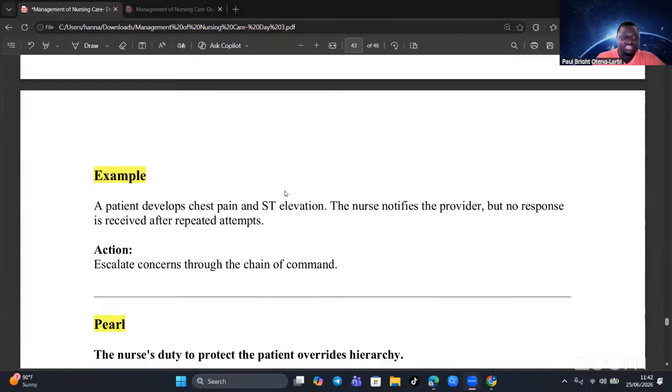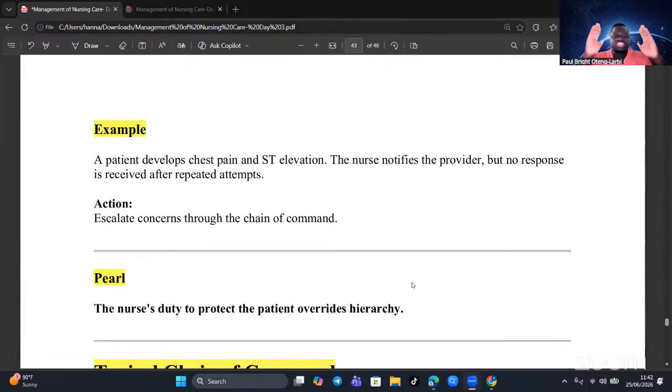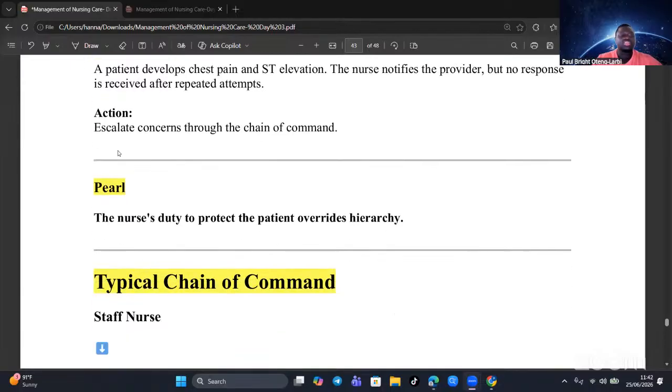Right. So for example, a patient develops chest pain and ST elevation. The nurse notifies the provider, but no response is received after repeated attempts. Action: escalate concerns through the chain of command. The nurse's duty is to protect the patient. Always, the patient is your property. You are the advocate, so protect them. Don't protect the hierarchy. Don't protect the doctor. Don't protect your colleague. Protect the patient's safety.